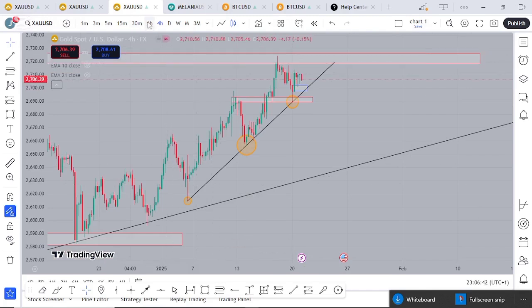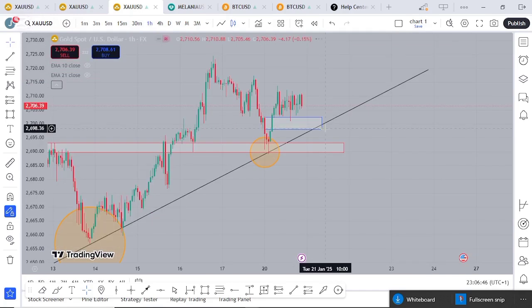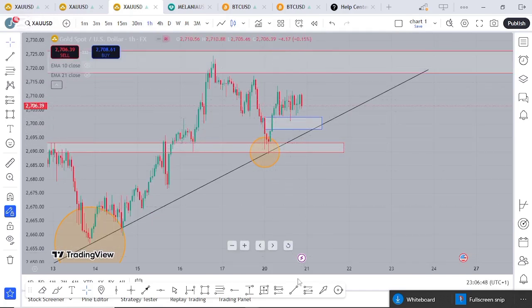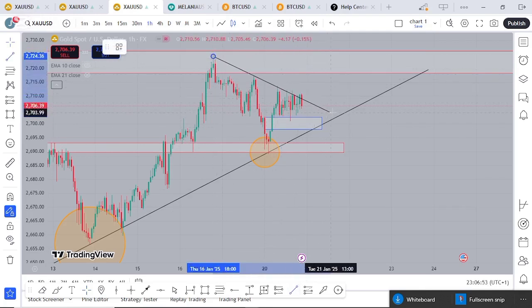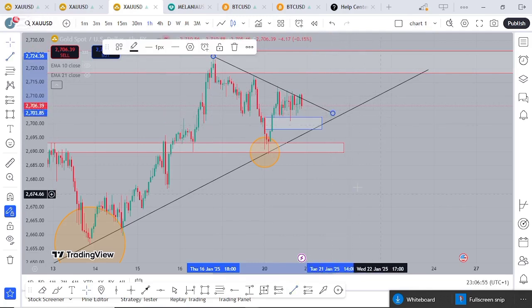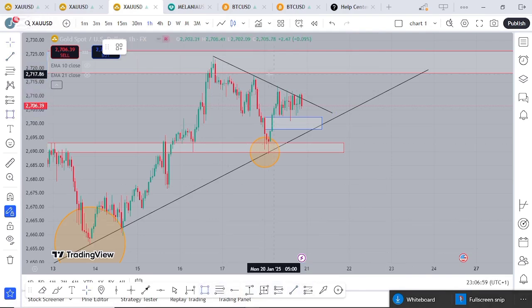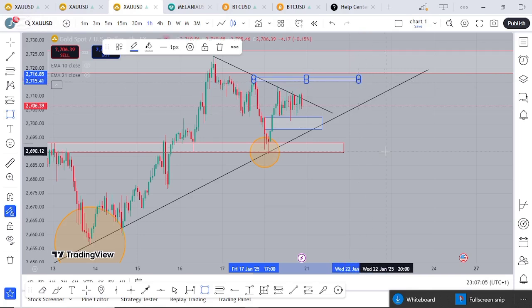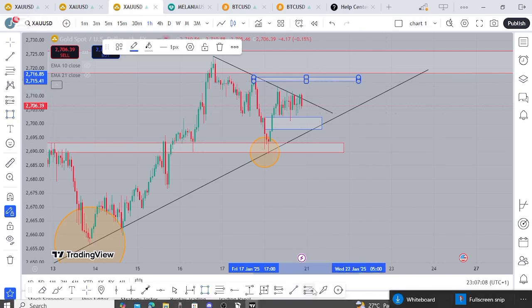So now how do we enter this trade? This is what I'm expecting on the daily time frame. Let me go to the daily time frame. You see it, what I'm expecting is a break of this trend line first. I want to see a break of this trend line, then, if possible, a break and retest of this support zone. So this is what I'm expecting, guys.